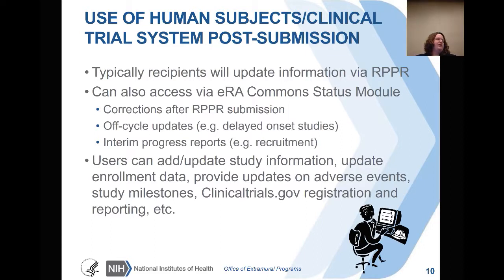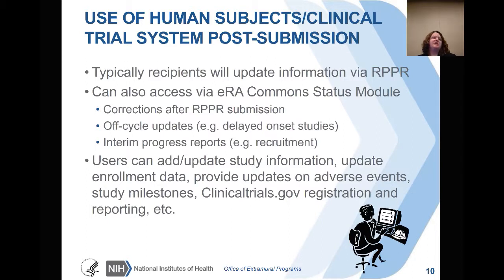Okay. If you have anything you want to add, Sam, please feel free. For most of you, your interaction with the system will be when you provide your updates into the RPPR, and they will feed into the system. You can also access the system via the ERA Commons Status module, and generally, you wouldn't need to go in separately from the RPPR, but you may need to. For example, if you want to make corrections after an RPPR submission, if you have off-cycle updates, maybe you have a delayed onset study that's now begun and you want to fill out the information for that, you can go in through the ERA Commons Status module and complete that information.